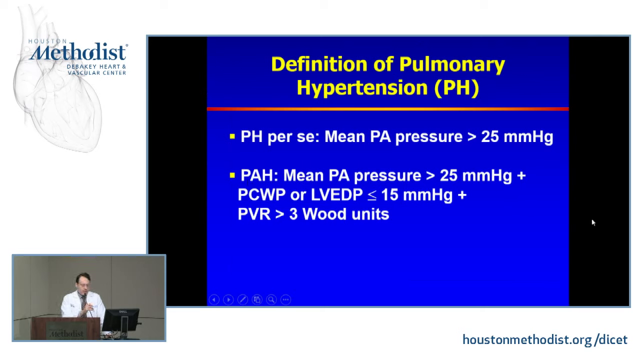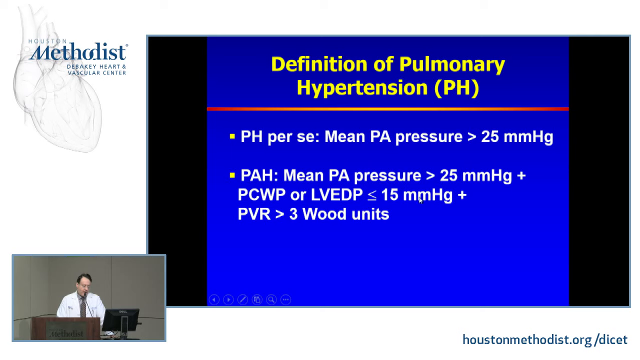The definition of pulmonary hypertension is based on the mean PA pressure, not the PA systolic pressure, so it's more than 25. If we want to label someone with pulmonary arterial hypertension, or groups 1 and 3, then that has to be pulmonary hypertension unaccounted for by a rise in left atrial pressure or LV diastolic pressures, preferably the wedge, the end diastolic pressure, and of course an increase in the pulmonary vascular resistance.